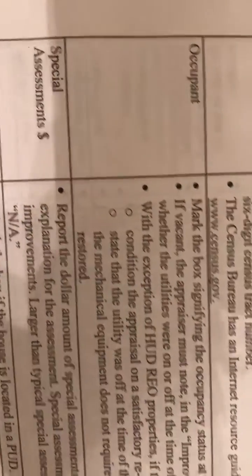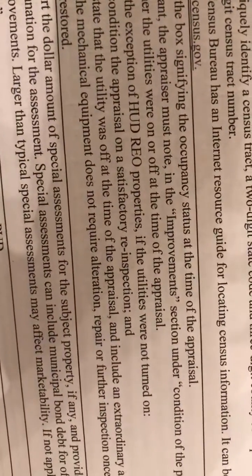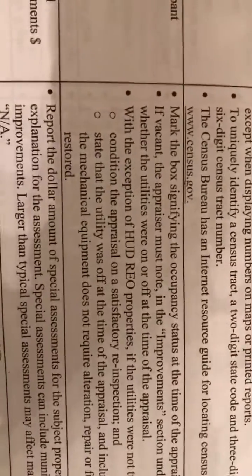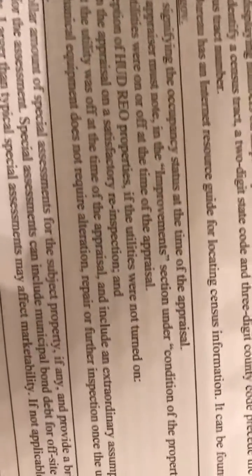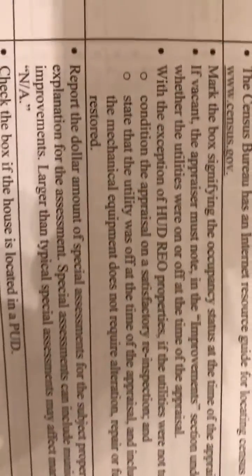Field, occupant. Protocol. Mark the box signifying the occupancy status at the time of the appraisal. If vacant, the appraiser must note in the improvement section under condition of the property whether the utilities were on or off at the time of the appraisal.